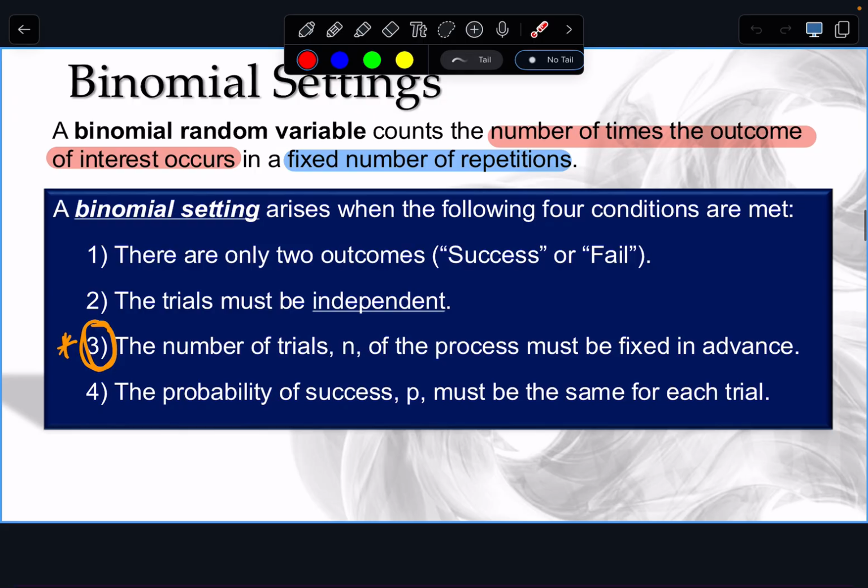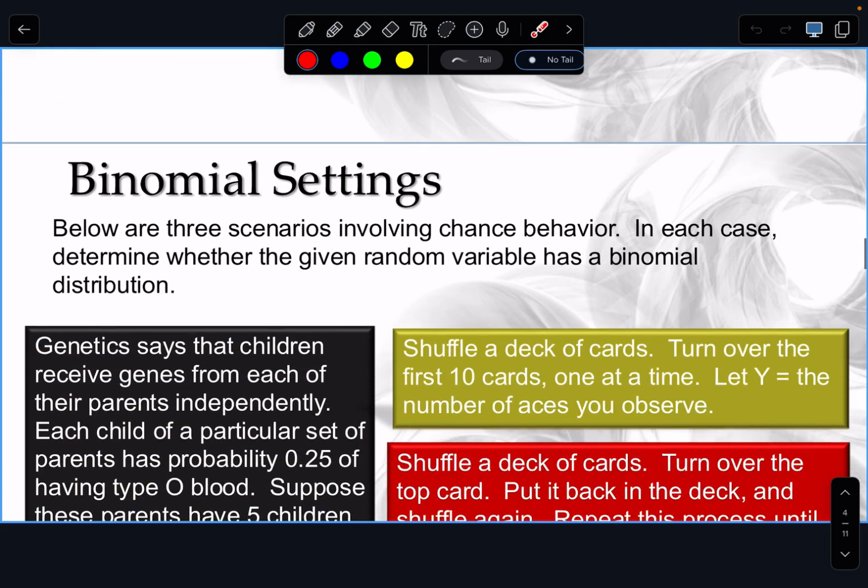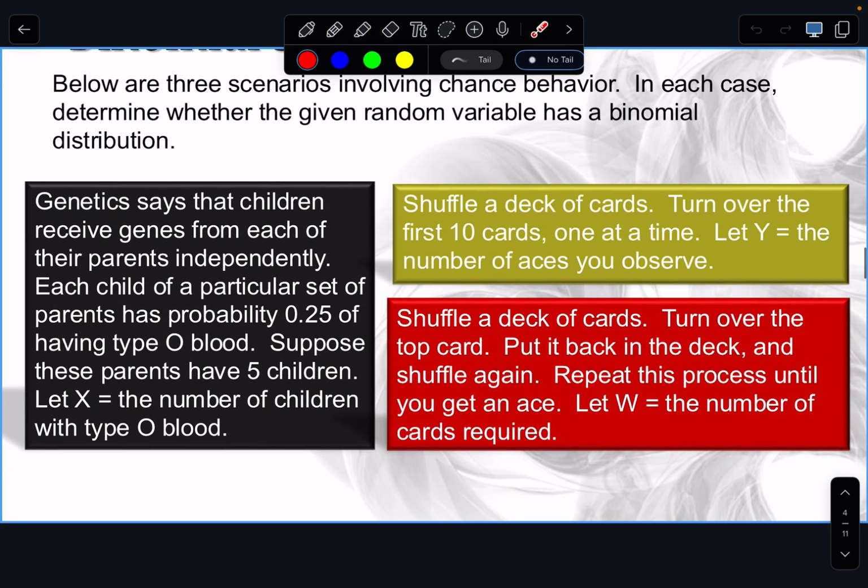So, when we look at the description for a scenario, we have three different scenarios here. If we start with the one on the left side, genetics say that children receive genes from each of their parents independently. Each child of a particular set of parents has the probability 0.25 of having type O blood. Suppose these parents have 5 children, and we let our random variable x be the number of children with type O blood. So if I want to know if that is a binomial setting, can I use this binomial distribution to make my different calculations?